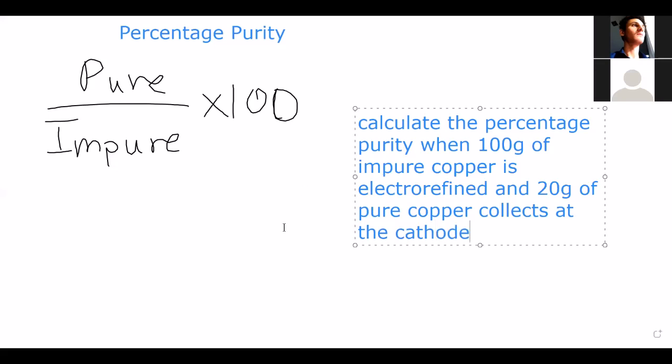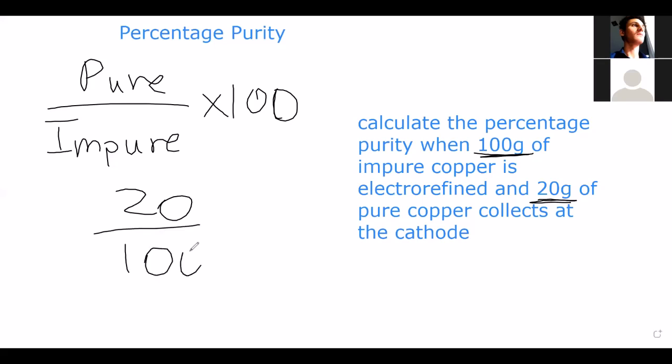So the question says that the mass of the impure copper is 100 gram, while the pure copper is 20 gram. So we'll put these values in the formula. 20 upon 100 into 100 equals 20%. So 20% of the copper at the anode was pure.